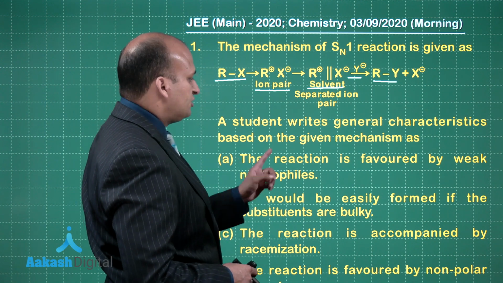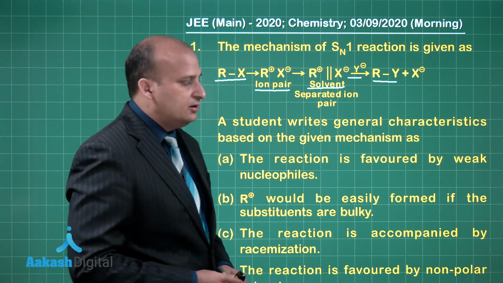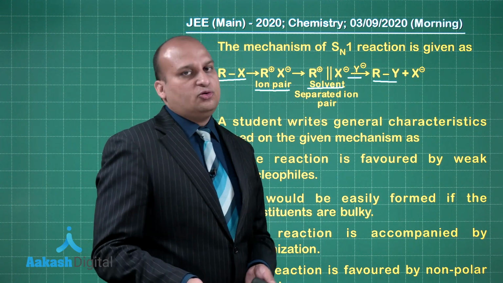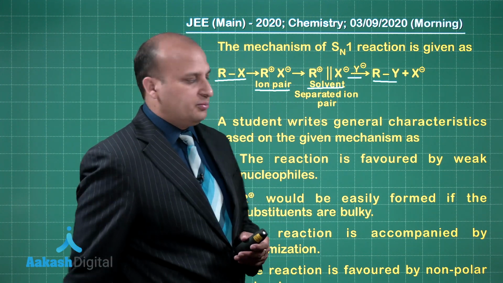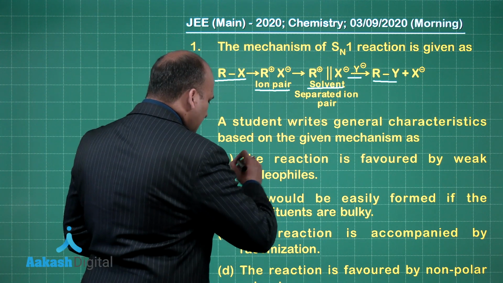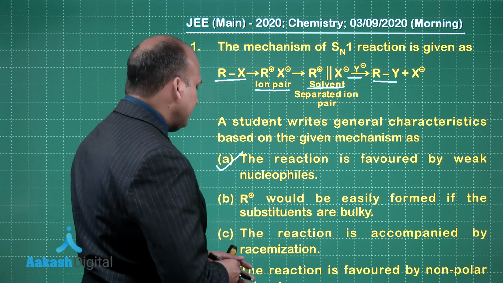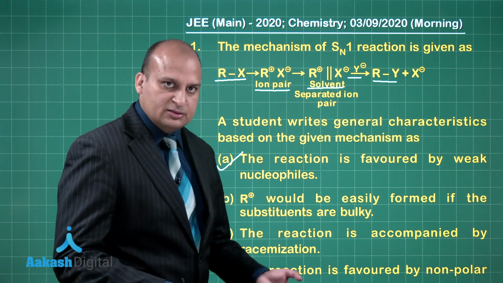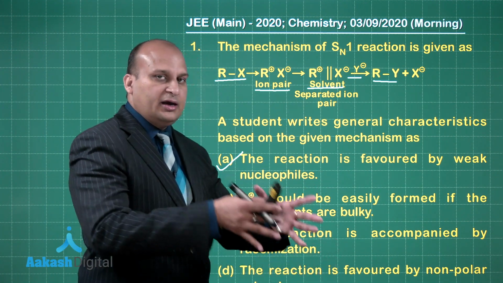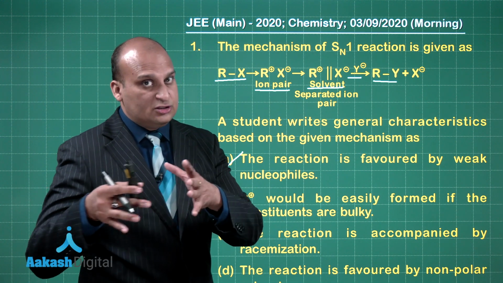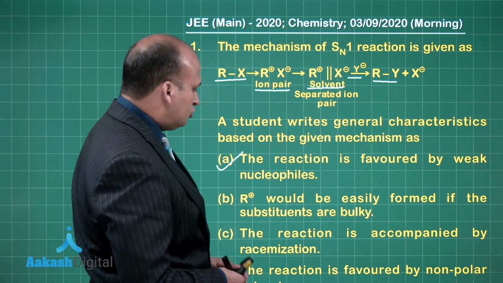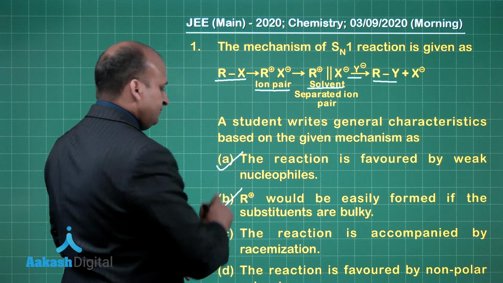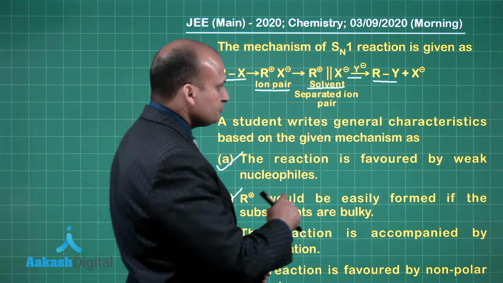First point, the reaction is favored by weak nucleophile. See dear friends, when you have got R plus, even a weak nucleophile can easily attack on this R plus. So I would say that this statement is correct. Second, R plus would be easily formed if the substituents are bulky. Yes, because we know that 3 degree carbocation is more stable than 2 degree, which is more stable than 1 degree, right? So R plus would be easily formed if the substituents are bulky. So even this statement is right.